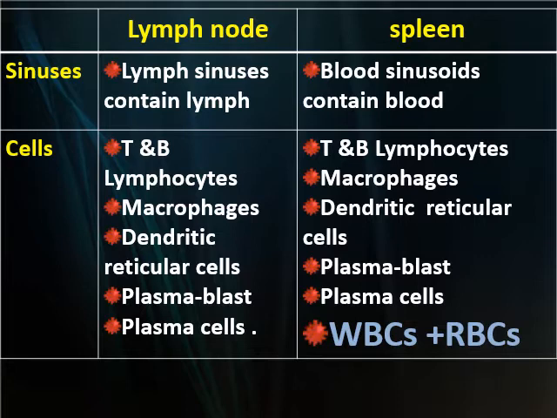What are the cells present in the lymph node and spleen? The cells present in the lymph node and the spleen are the same, except the spleen contains more white blood cells and RBCs. The lymph node contains T and B lymphocytes. Also the spleen contains T and B lymphocytes, macrophages, dendritic reticular cells, plasma cells, and plasmablasts. All those cells are present in the spleen and the lymph node, but the spleen contains more white blood cells and RBCs.